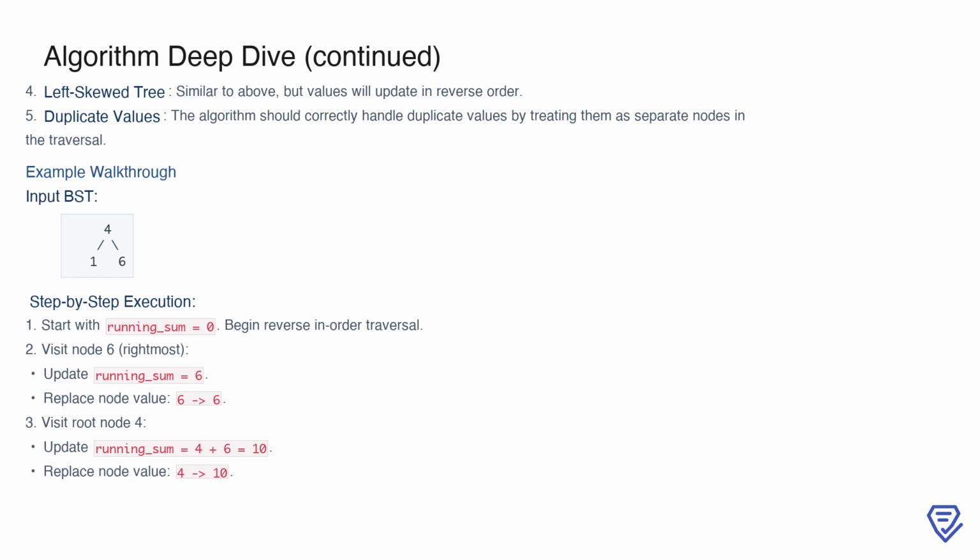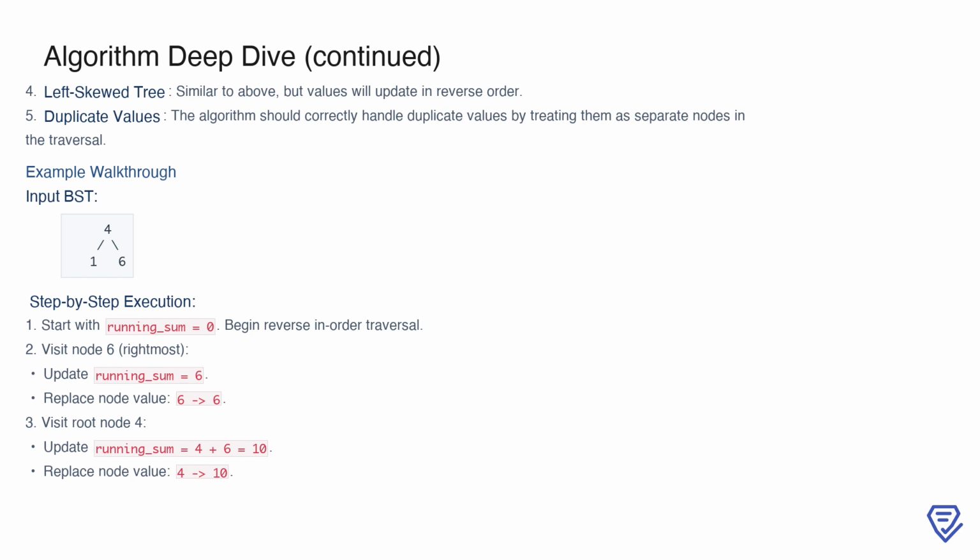For trees with duplicate values, the algorithm treats each node independently, ensuring the running sum is updated correctly at every step. To solidify this understanding, let's walk through an example. Consider a BST with the structure 4 as the root, 1 as its left child, and 6 as its right child. We start with a running underscore sum of 0 and initiate the reverse in-order traversal. The first node we visit is 6, the rightmost node.